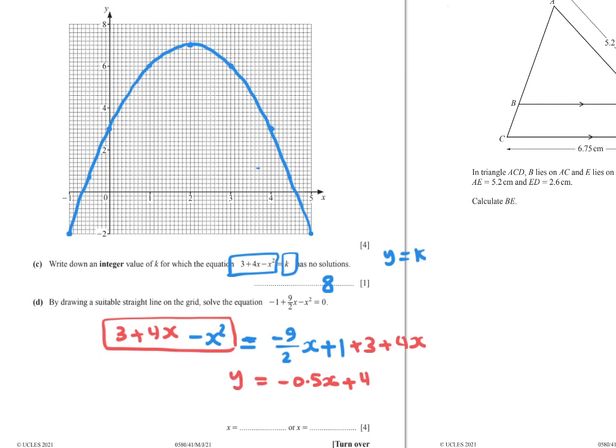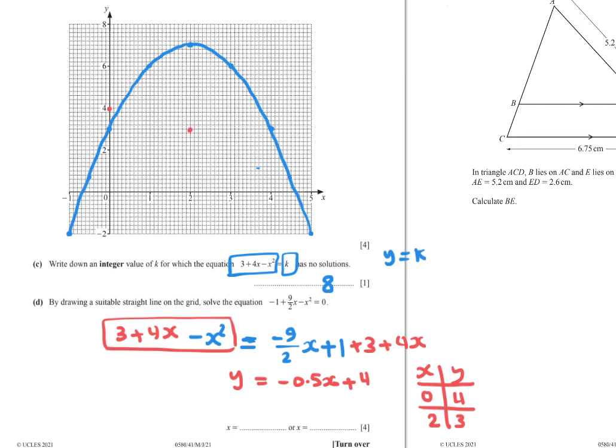To draw this line, I need 2 points. Put x equals 0: y equals 4. You can put x equals 2: negative 0.5 times 2 is negative 1, negative 1 plus 4 equals 3. So if x is 2, y equals 3. Now we draw this line. This is 0, 4, and the second point is 2, 3.